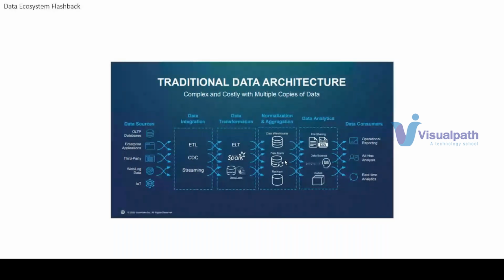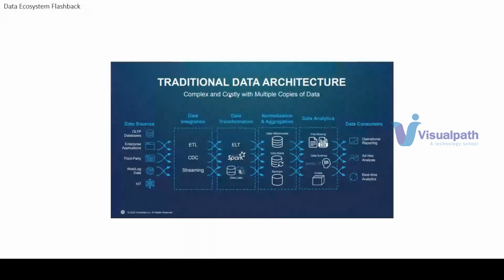All these things we need to do, and accordingly we need to get the data to the data consumers' point of view. This is your traditional data warehouse. What is the problem here? Complexity, as I have told you, and it is also costly.